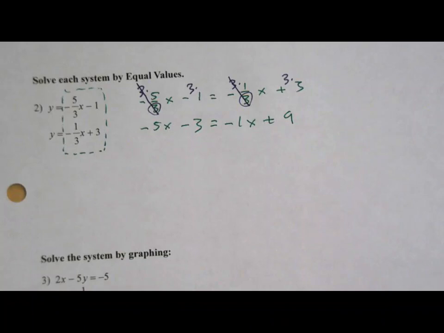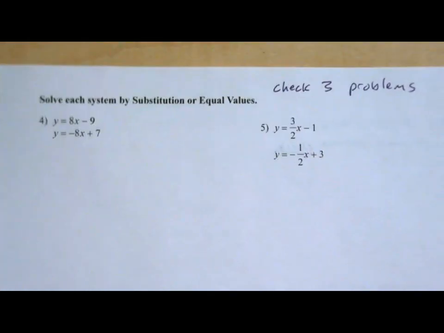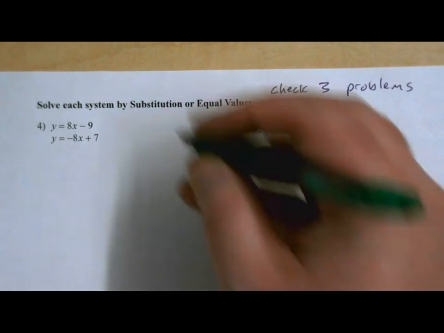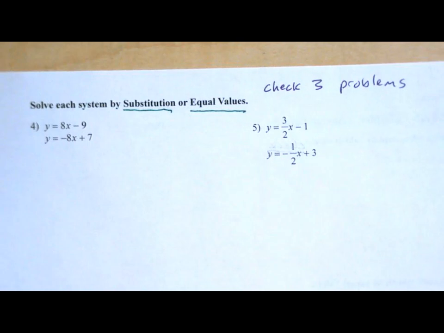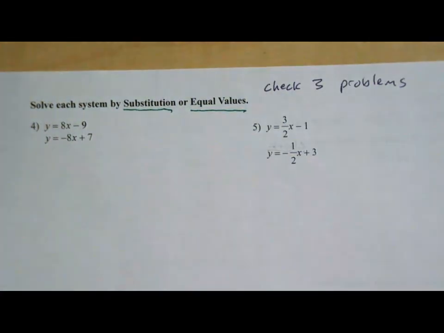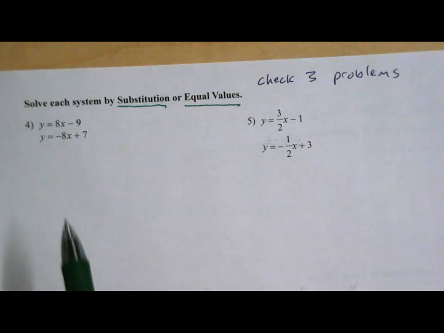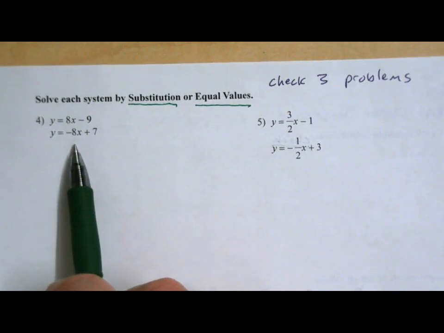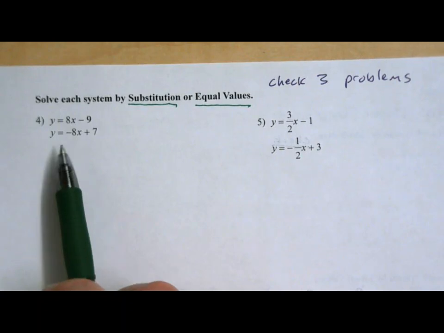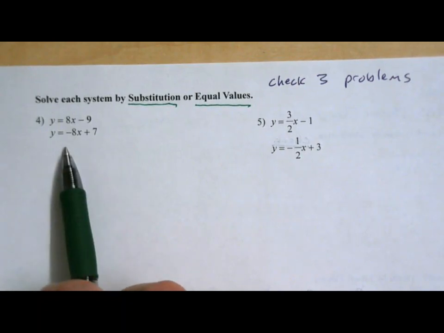One last thing before we wrap up, flip over on the back. This is the first time I've given you an assignment where you have to choose between 2 different methods. Really quickly, look at problem number 4 and tell me, does this look more like a substitution problem or an equal values problem to you? This is an equal values problem. And what do you notice about this that makes you think equal values?